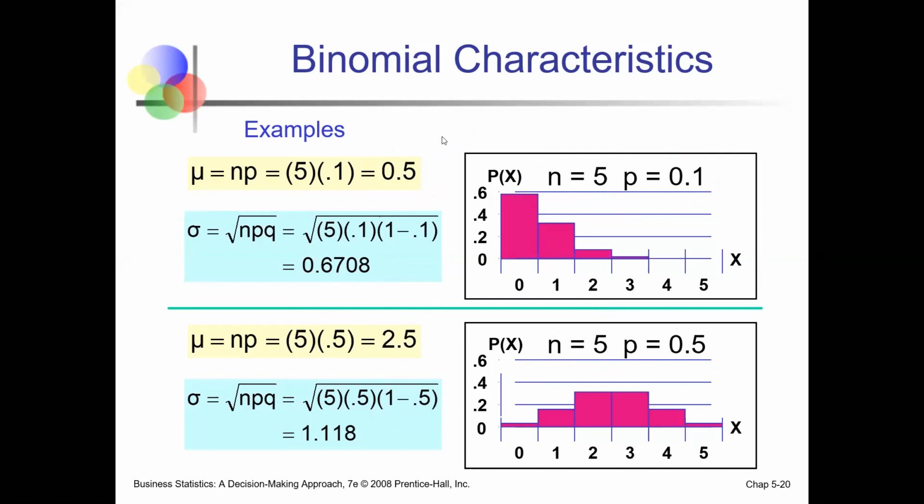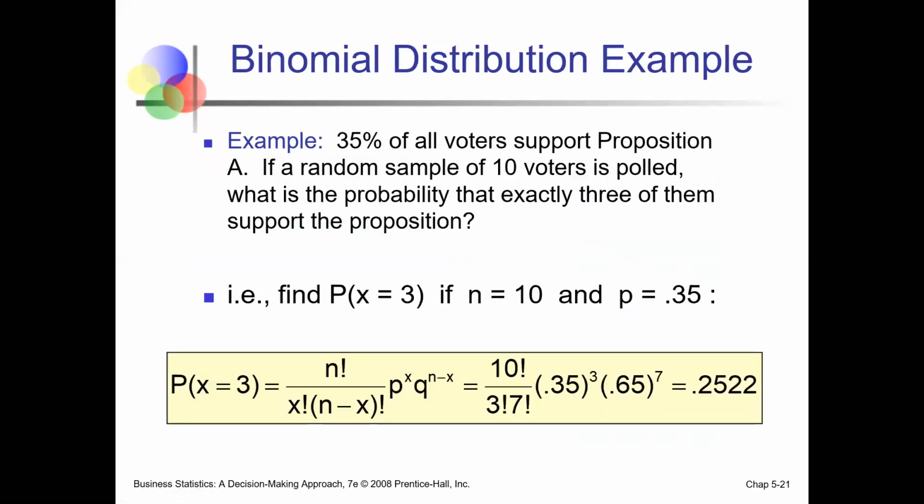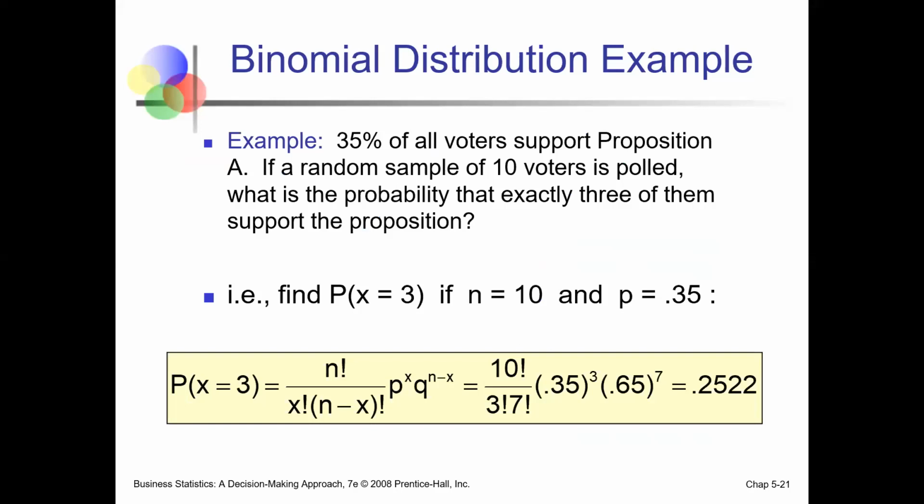Next, we have a binomial distribution example. 35% of all voters support proposition A. Like, 35% of voters are supporting a particular party, party A. If a random sample of 10 voters is polled, what is the probability that exactly 3 of them support proposition A, like party A?